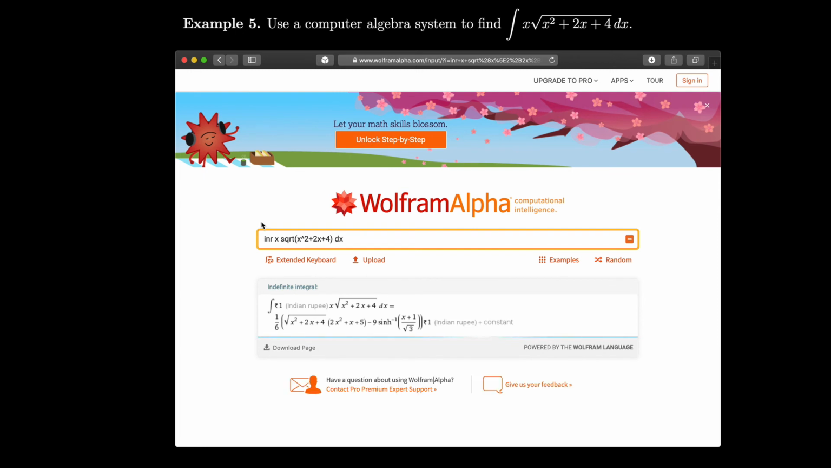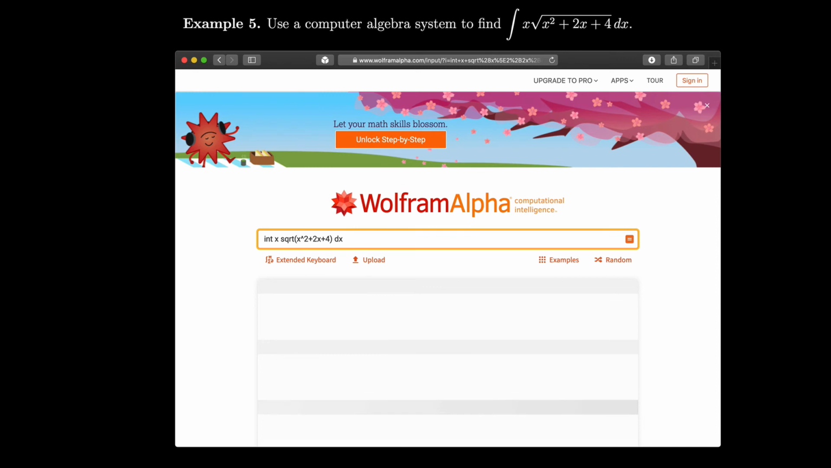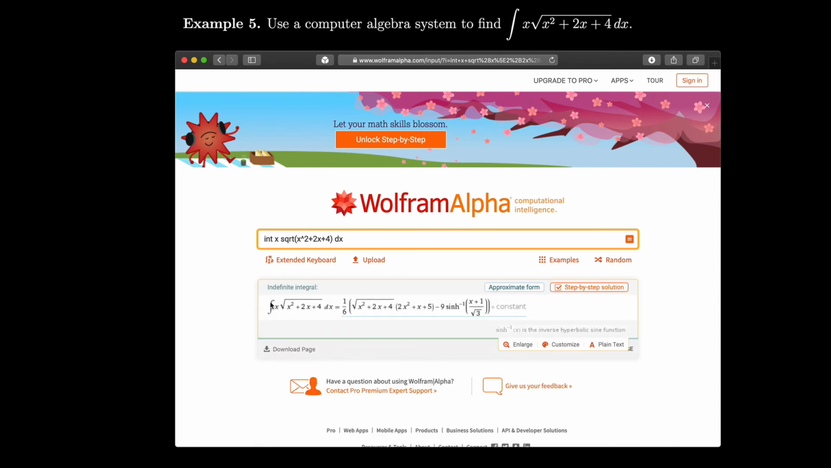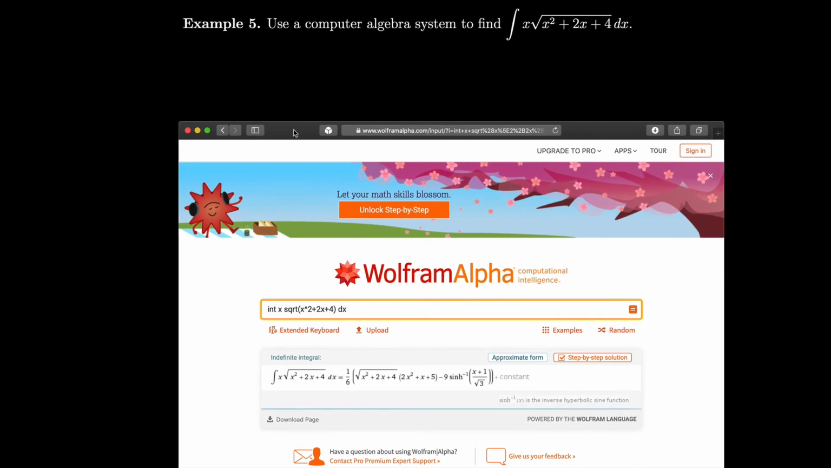Oh, I didn't even notice I typoed. So I thought I was using Indian rupees. Maybe I wanted to. Okay, that looks a little bit better. So now we have our indefinite integral. Let's pull that up. Let's see if I can get it.